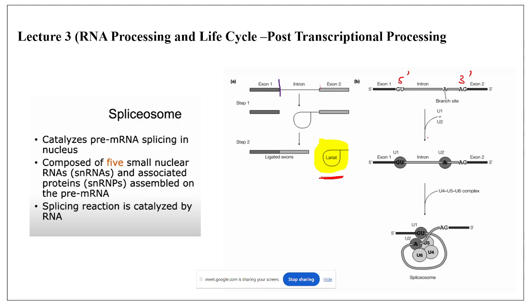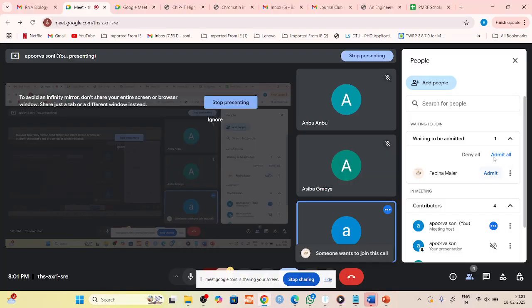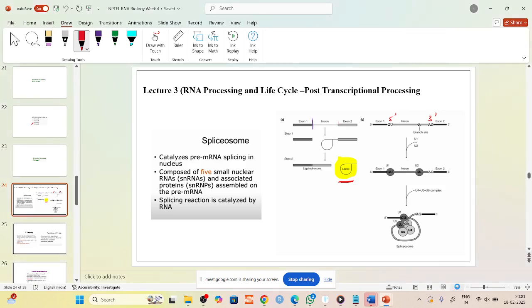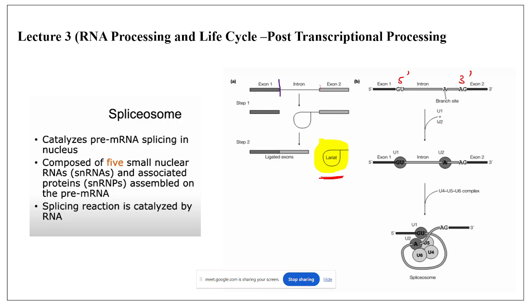So what happens? There is sequential addition of the spliceosome complex enzymes. First, U1 and U2 come. U1 comes and sits at GU. U2 comes and sits at A, which is the branch site. Then the U4, U5 and U6 complex comes.